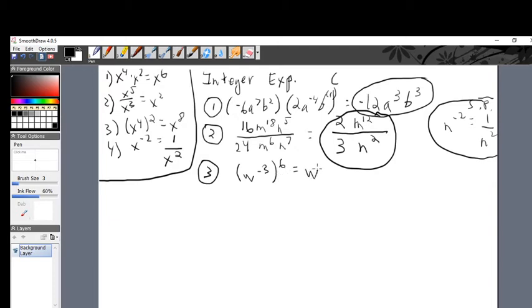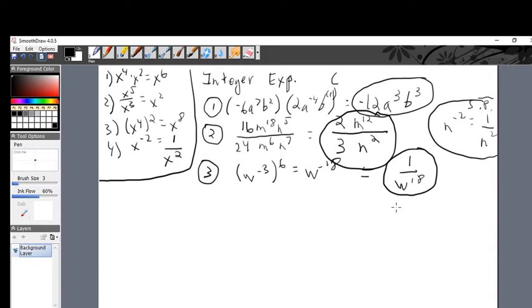This becomes w to the negative 18. The answer sheet will not say w to the negative 18. Most probably, I can't guarantee it, but it's very unlikely. They'll want that negative to go, and therefore you use rule number 4 to say the answer is 1 over w to the 18th power. That's the final answer.